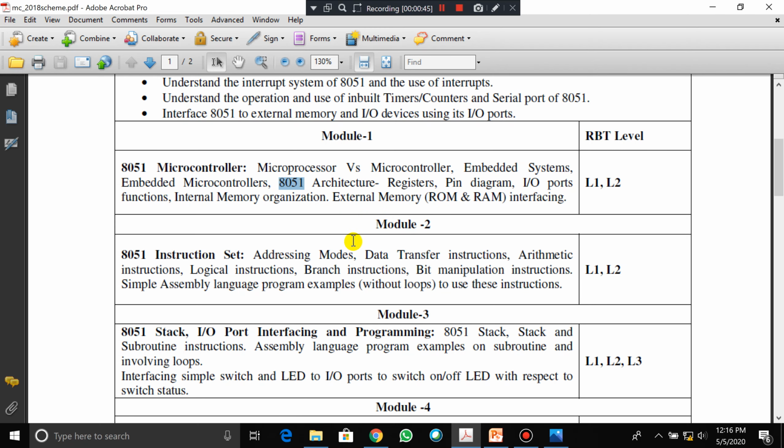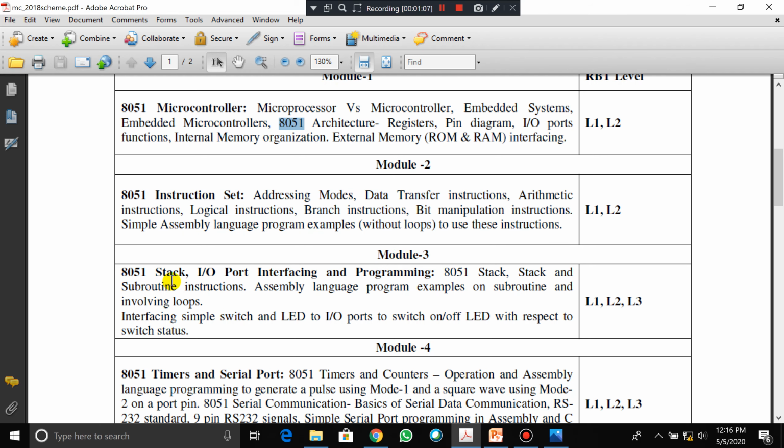Next, let us discuss about module 2. In this we have discussed various instruction sets which are involved in 8051. It may be addressing modes, data transfer instruction, arithmetic instruction, logical instruction, bit manipulation instruction, and with many examples of programs, assembly language were discussed.